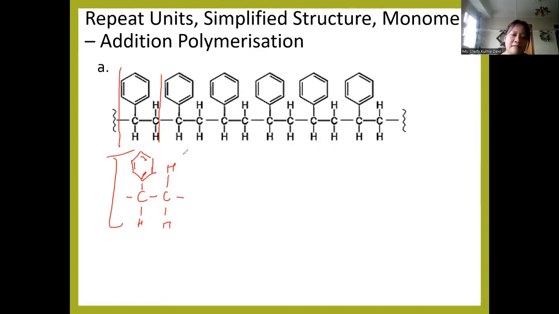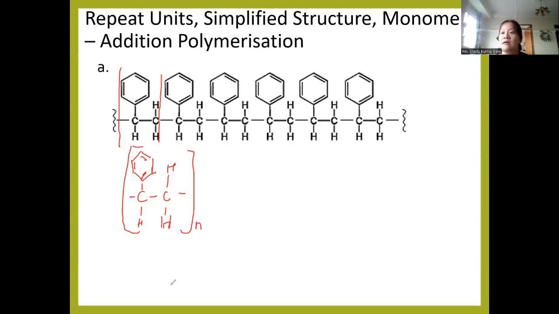If you want the simplified repeating unit, only this one. This is the repeating unit. One more. This is the repeating unit. If you want to make the simplified, you just write it here.